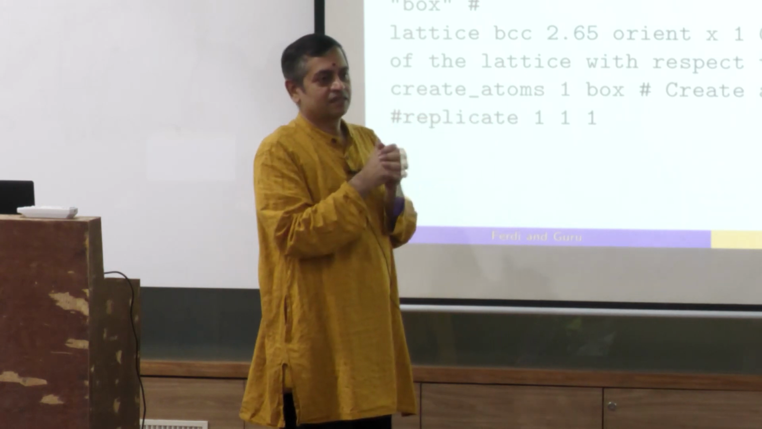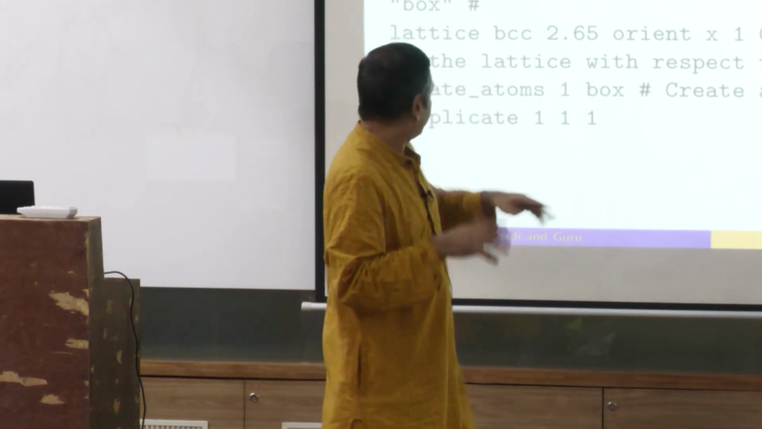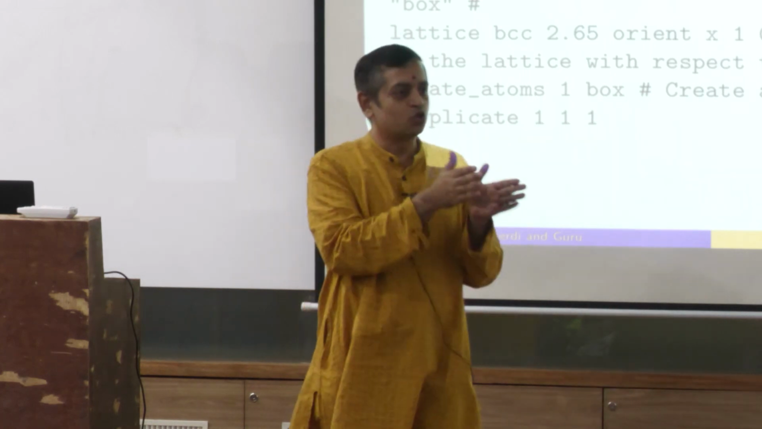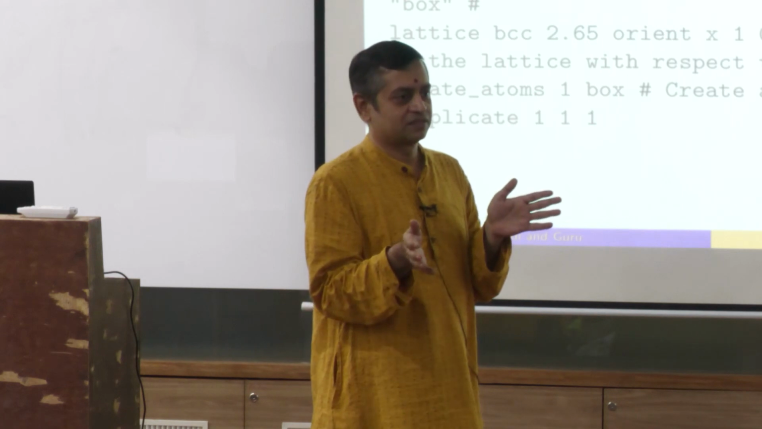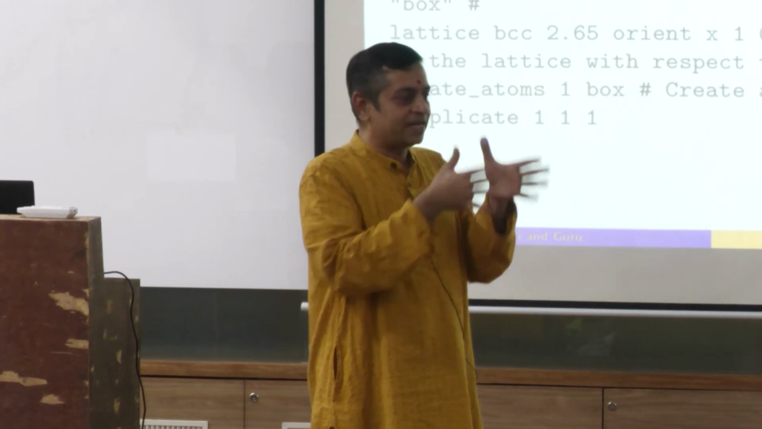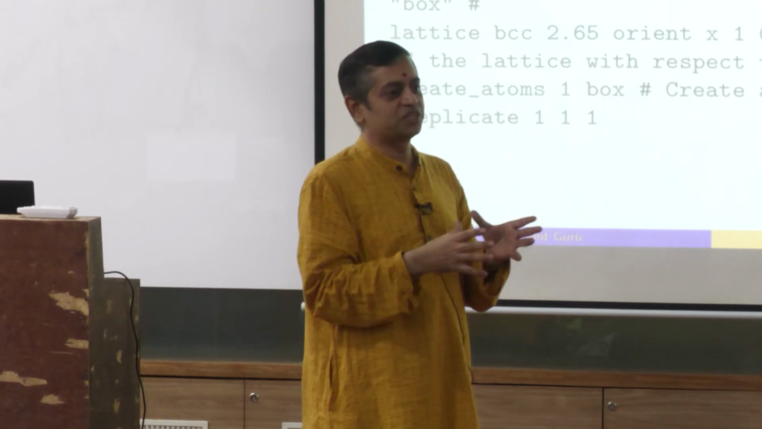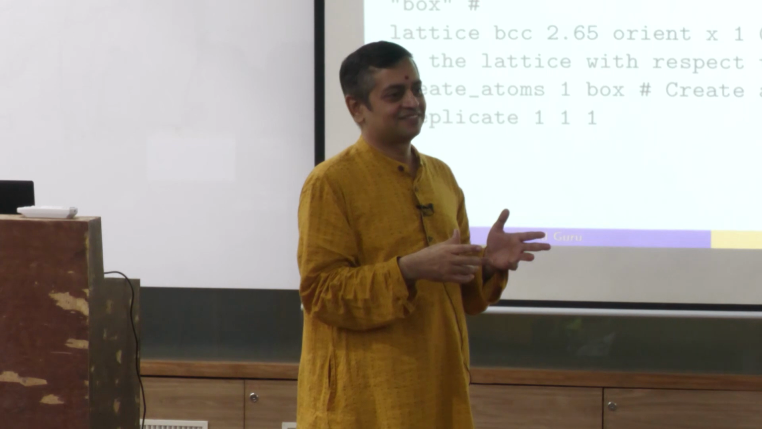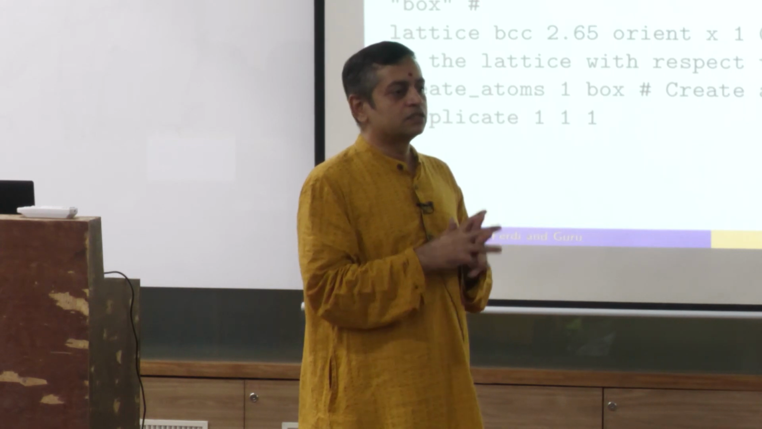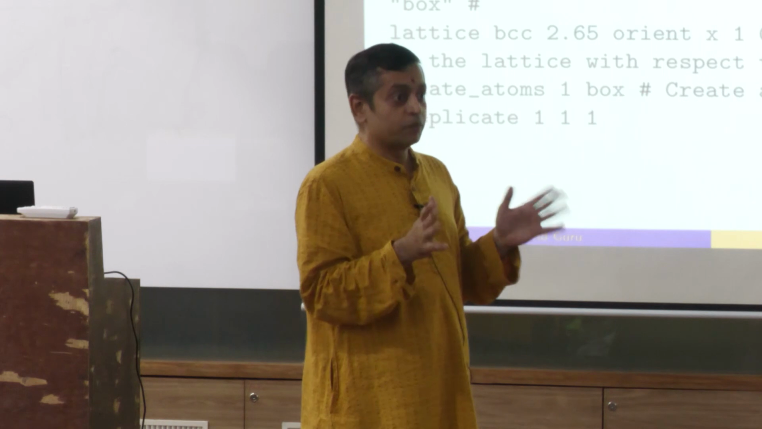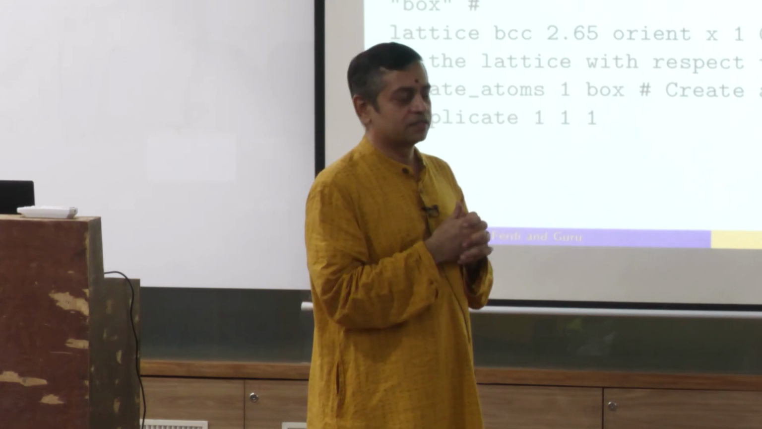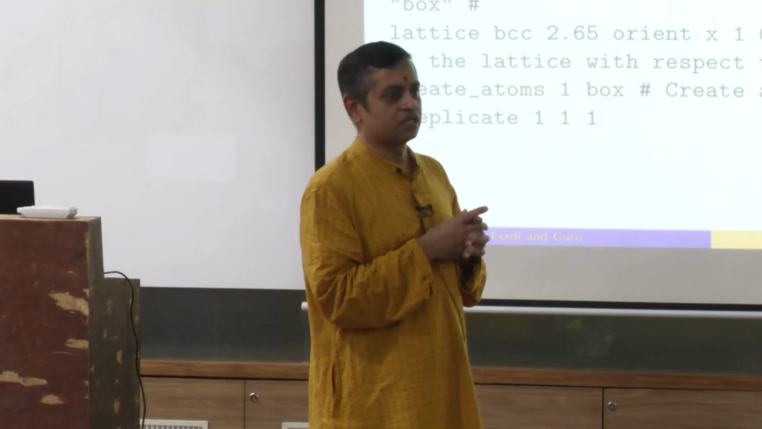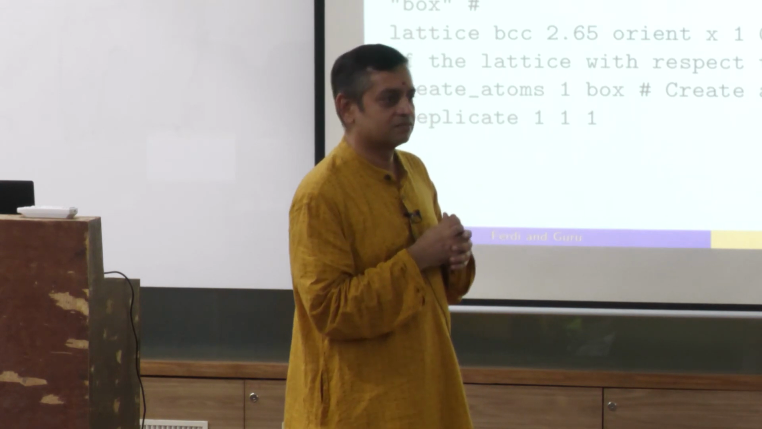So sir, what do you mean by saying second replicate? I can say replicate 2 2 2. That does not mean that 2 unit cells it will make. Replicate is take the box and make it in 3 dimensions. Yeah, it will be 1 unit cell. I will show you. Now sir, if I give 2, 2, 2, it means 8 unit cells will come. 8 unit cells will come. Yeah, 2 to the power 3. Okay.